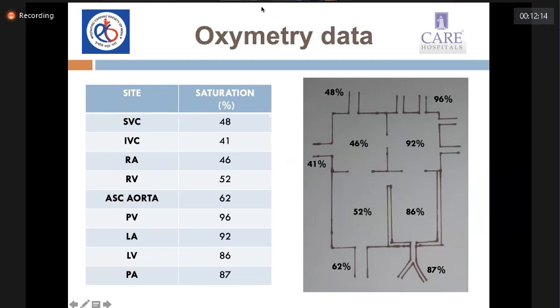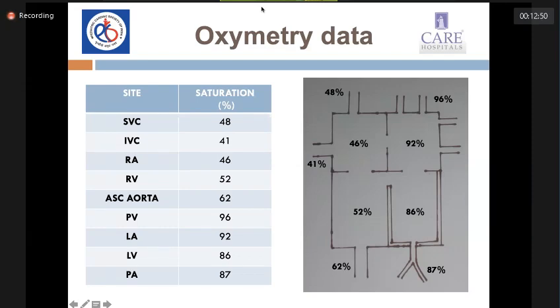The SVC and IVC saturations are also less than expected. If you have an SVC saturation of 48, what is the normal SVC saturation? Sir, the normal SVC saturation should be around 70 to 75%. So why is the SVC saturation very low? Sir, as we can see the ascending aortic saturation is also 62, it means that it is a grossly cyanotic condition. So to maintain normal cardiac output, there will always be significant O2 extraction.